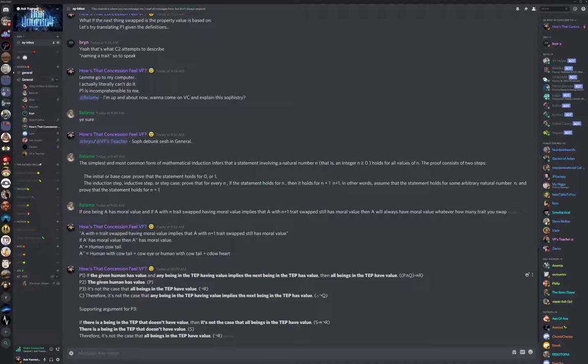Okay, could I maybe rephrase what's being said there? The idea with that entailment is that I want to prove that there is a trait. If you swap a morally irrelevant trait, then it's not going to change the value. So all that's being said there is that there is no trait. The conclusion is that it's not the case that any being in the TEP having value implies the next being in the TEP has value. That's not the conclusion of name the trait. I don't know why we would ever say this is name the trait. This is just some other argument.